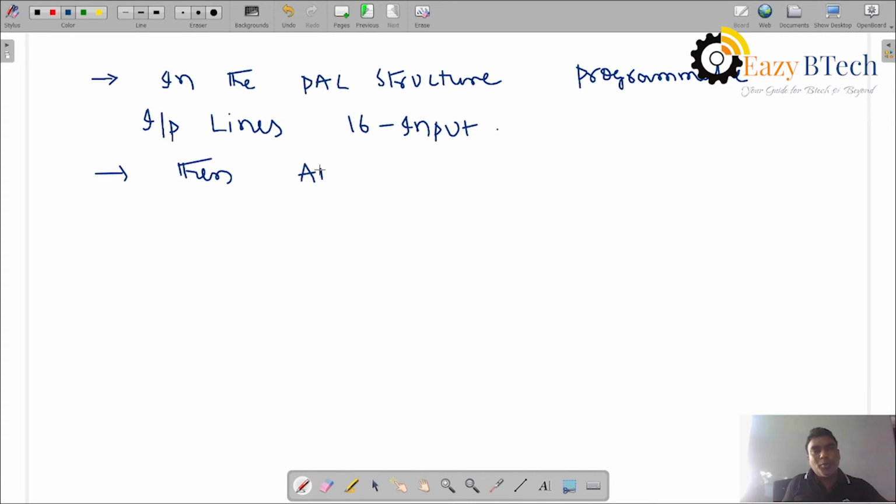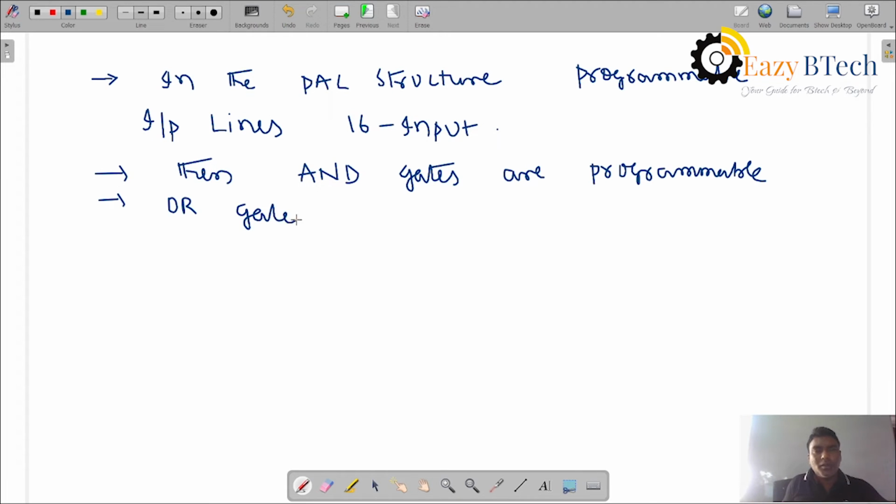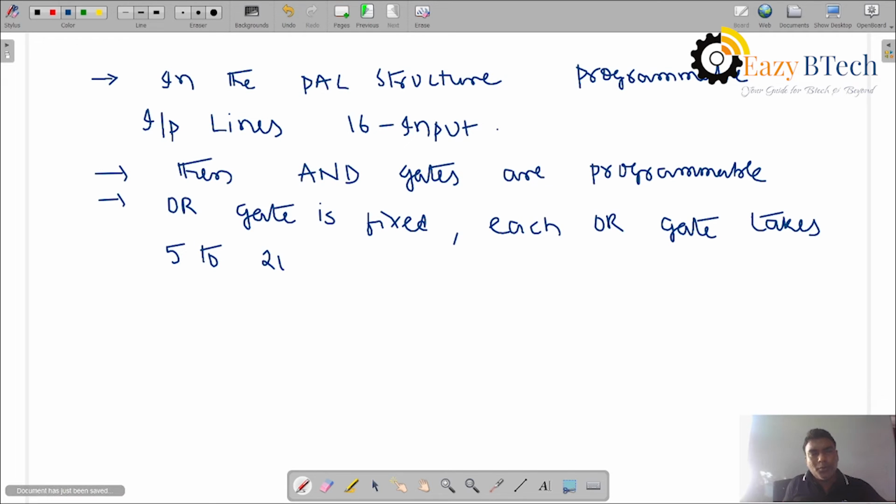Then the AND gates are programmable, and the OR gate is fixed. Each OR gate is fixed and takes 5 to 20 inputs.